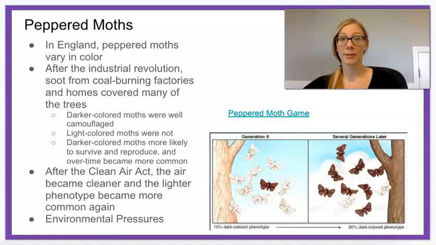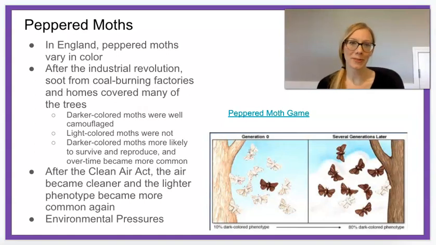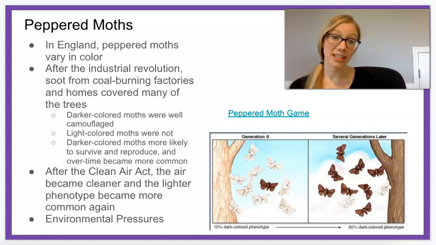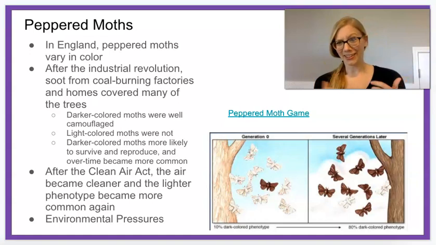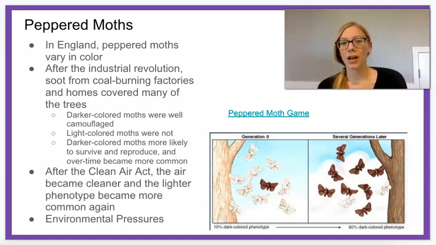So I want to talk about some real life examples of natural selection. And one of the most commonly talked about is these peppered moths. So in England, there were these peppered moths, and they had a variety of colors. Some of them were light, some of them were dark, some of them were kind of in between. They were sort of spotted. So after the Industrial Revolution, there was lots of soot from coal burning factories and homes, and everything kind of looked darker than normal because it was covered in soot. So dark colored moths were actually more camouflaged in this situation, and light colored moths were not, right?